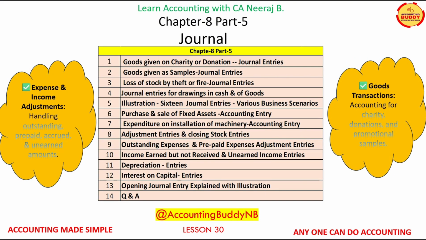Today we will cover key journal entries that businesses frequently encounter. We will cover 13 topics as displayed on your screen, including journal entries for goods given on sample, loss of stock by theft or fire, capitalization entries, depreciation entries, various types of adjustment entries, and many more such business journal entries. By the end of this session, you will have a clear understanding of how to pass these journal entries correctly. These concepts are crucial whether you are preparing for exams, managing business accounts, or working in finance. So grab your notebook and pen and let's get started.